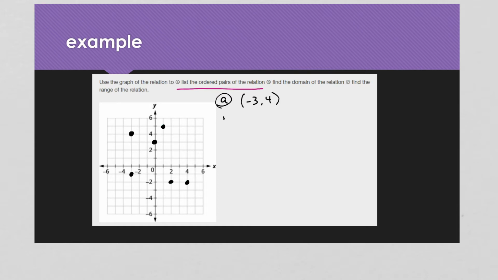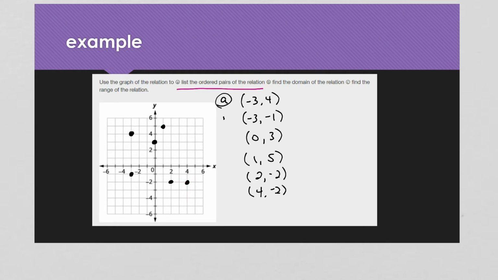Then we have -3, -1. That's this one. Then we have 0, 3. Then we have this one, 1, 5. Then we have 2, -2. And then for the last one, we have 4, -2.